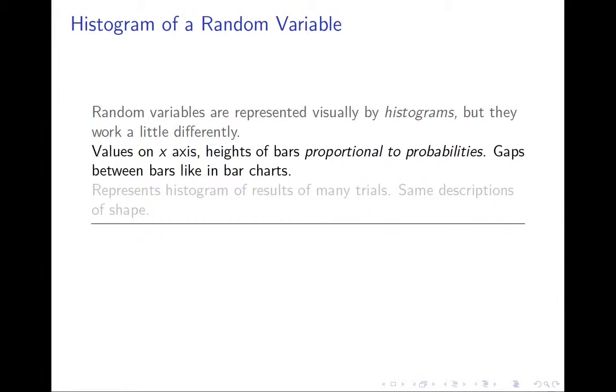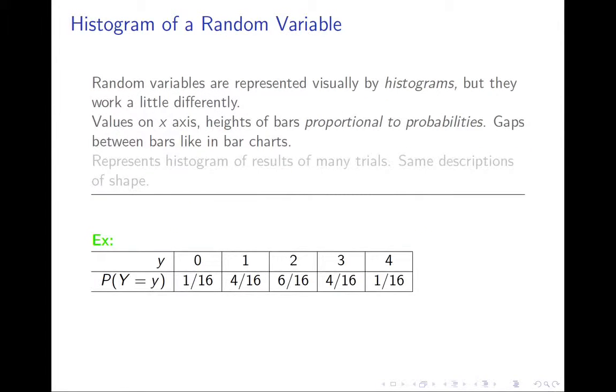There are 2 differences. One is you still make a bar above each value, but now the height of that bar is proportional to the probability, not to the number of times it occurs. And this is purely a convention, whereas in statistics, numerical variables, histograms are always indicated by making the bars touch each other. To indicate you're talking about a random variable and a probability histogram, you put gaps between the bars, like in a bar chart.